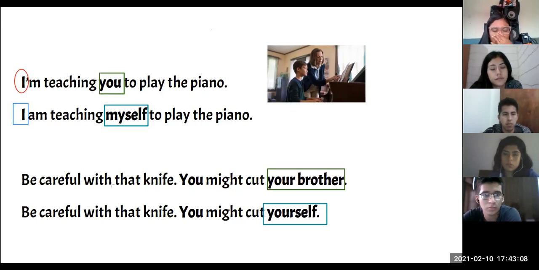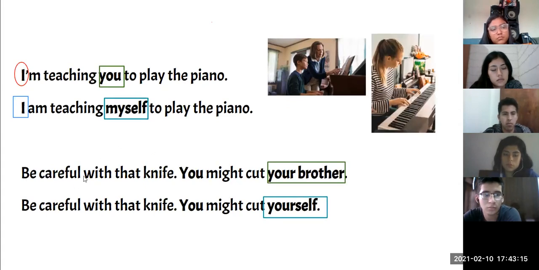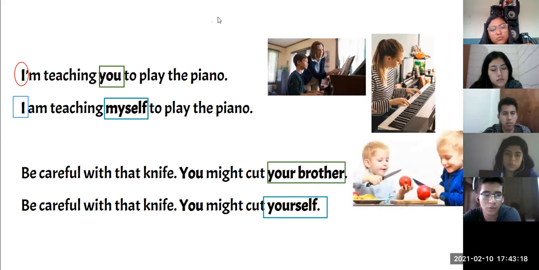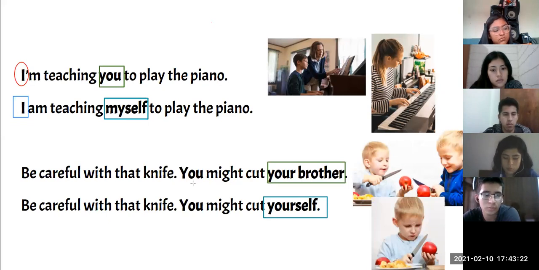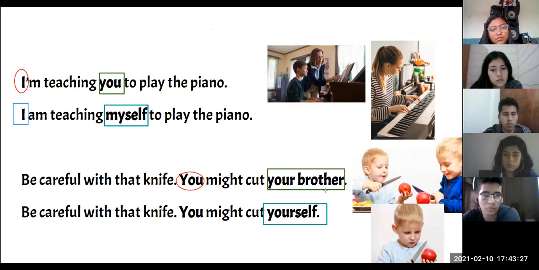Okay, what about this one? What is the subject here? You is the subject. Okay, so let's see here. This is the subject, and your brother is the object, right? But in this sentence, you is the subject and yourself is the object. It's exactly the same person. The subject and the object are the same person.